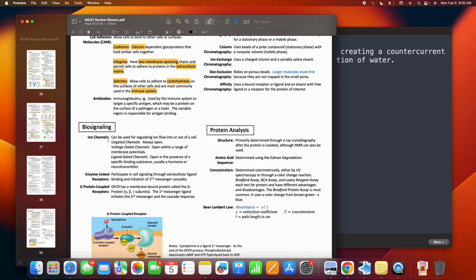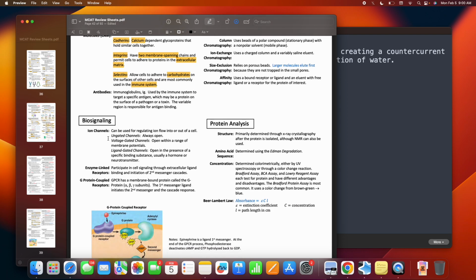Then we have biosignaling. So we have ion channels in action for biosignaling. This is like GPCR. These ion channels can be used for regulating ion flow into or out of a cell. We have ungated channels. They are always open. We have voltage gated channels like potassium channels, sodium channels. These open within a range of membrane potentials. And ligand gated channels, they open in the presence of a specific binding substance, usually a hormone or neurotransmitter. This is just like GPCR.